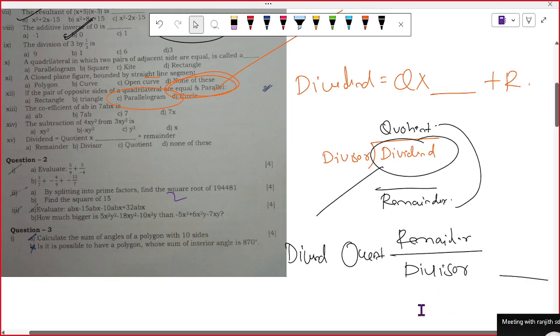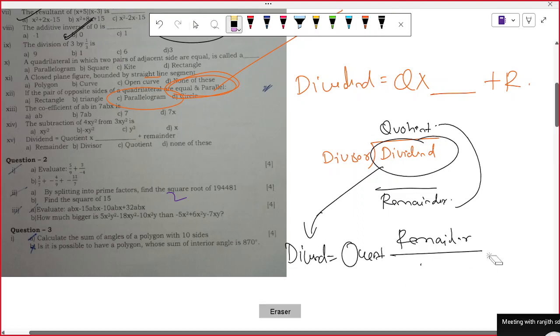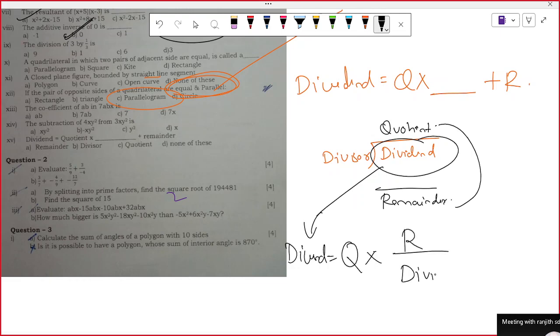I don't know in which chapter, some basic question that is given. What is dividend? The inside one. How do we start? We start from quotient, remainder, divisor. Look here, I'll write like this: Q multiplied by divisor, R divided by divisor.